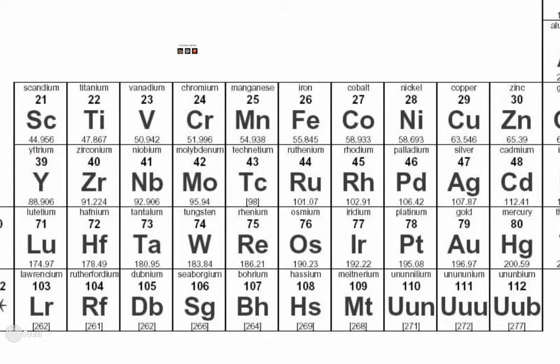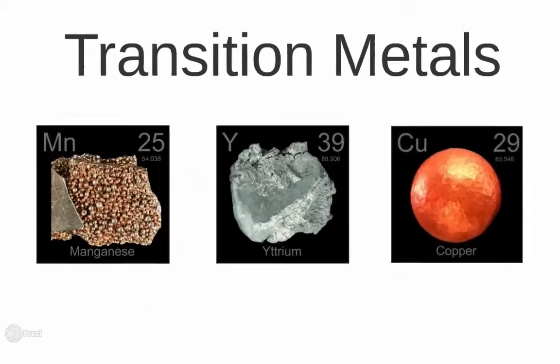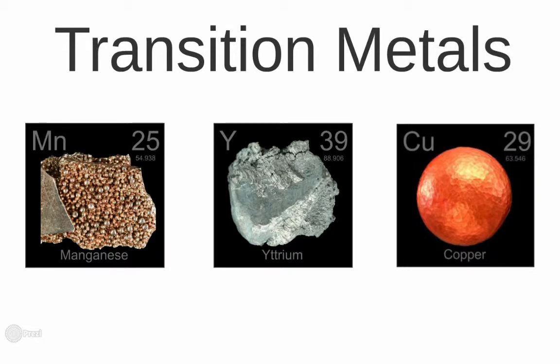Then we move on to our transition metals. Transition metals is this huge block in the center. And what we see for transition metals is that these metals have a moderate range of reactivity and a wide range of properties. In general, they are shiny and good conductors of heat and electricity. They also have a higher density and melting points than group 1 and 2.